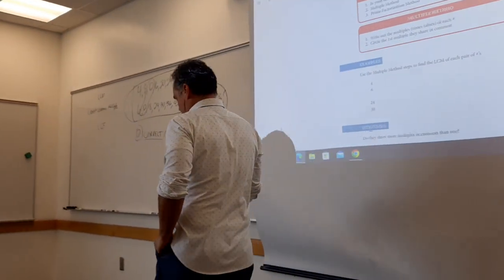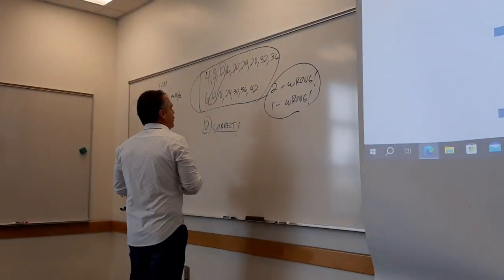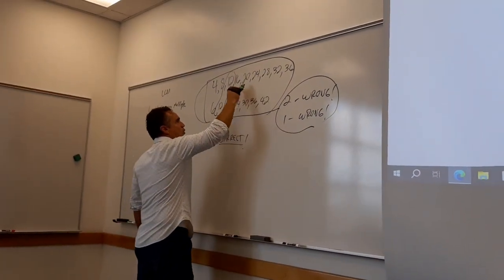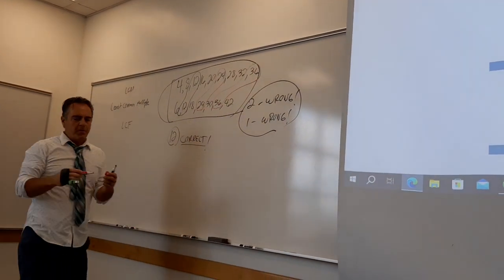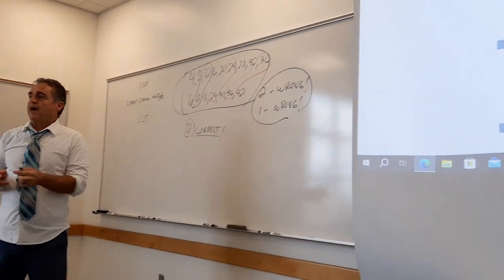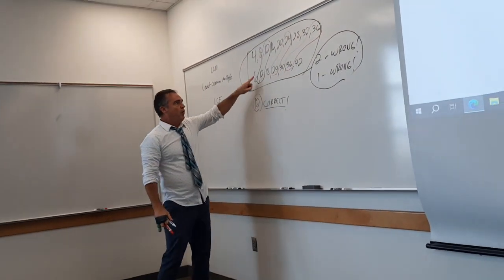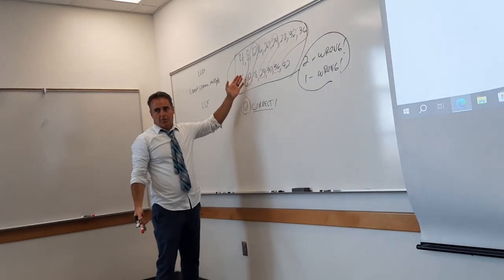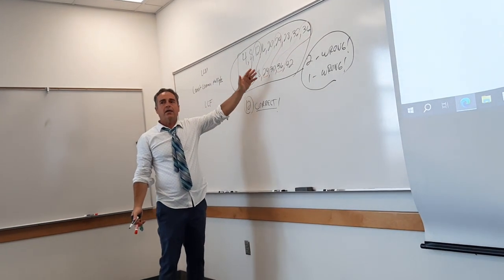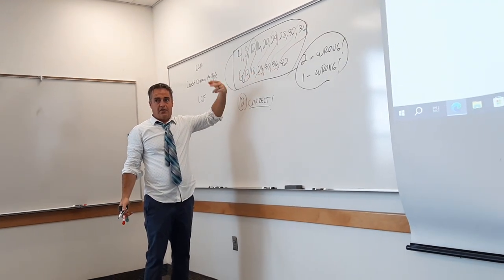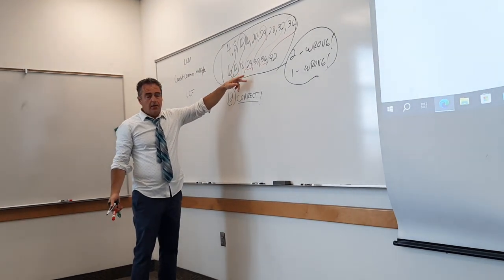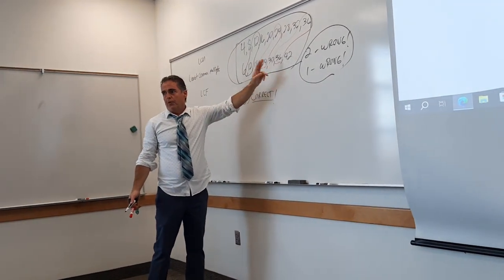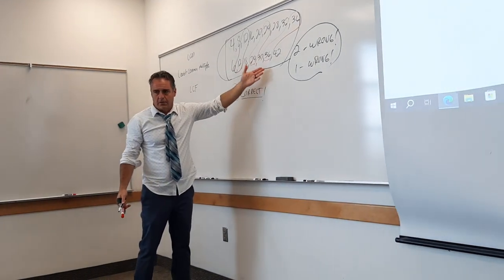Do they share another common multiple? 24. What else? 36. Okay, and it'll keep going. There'll be more and more and more. You want to know something really fascinating? The lowest common multiple is 12. The second common multiple is 2 times 12, which is 24. The third common multiple, 3 times 12, is 36, okay?